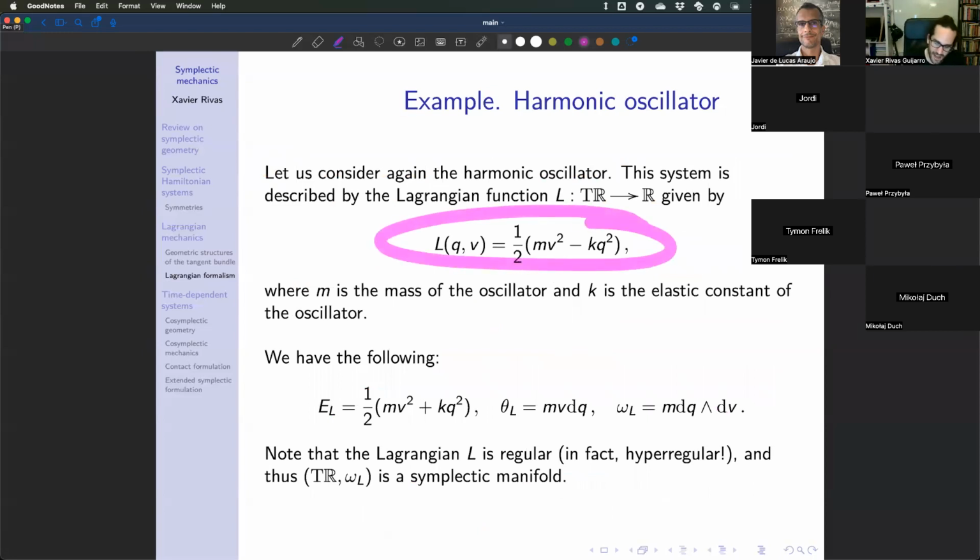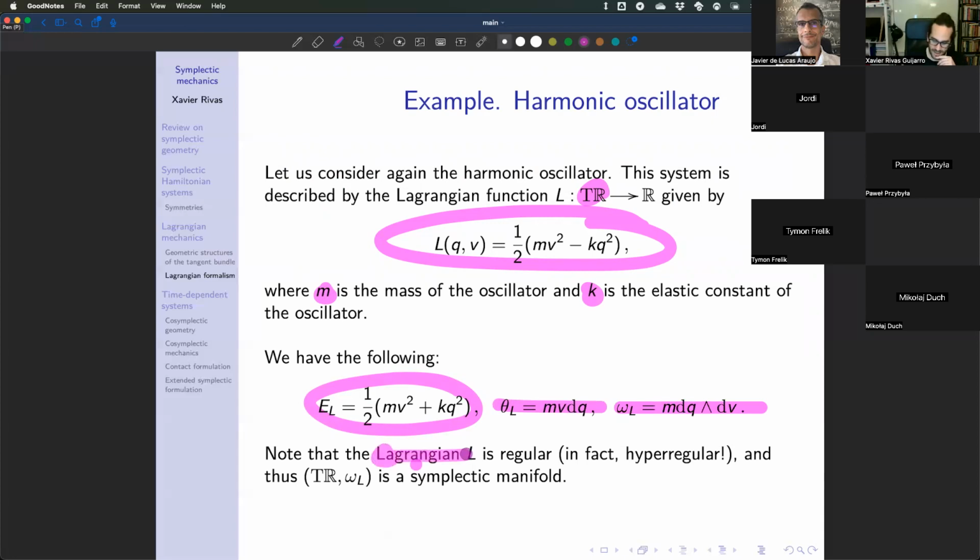Let us consider again the harmonic oscillator. We considered it on the Hamiltonian side. We will consider it now on the Lagrangian side. So we have this function here, where m is the mass of the oscillator and k is the elastic constant. This is defined on the tangent bundle of the real line, so this is R2, nothing more, nothing less. And doing some computations, we found that this is the Lagrangian energy, this is the Liouville one form, sorry, the Cartan one form, and the Cartan two form.